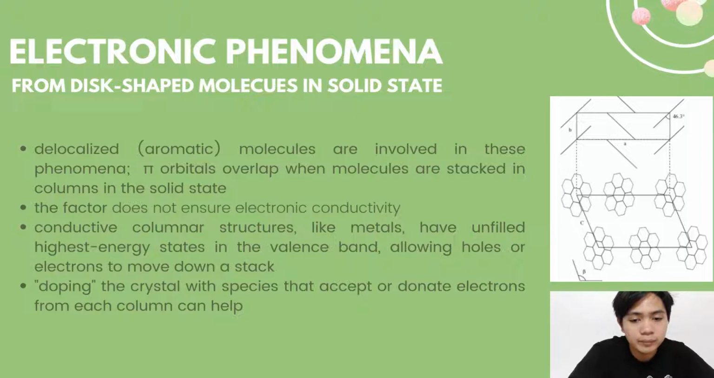Like metals, conductive columnar structures are characterized by the presence of unfilled highest energy states in the valence band, a feature that allows holes or electrons to move down a stack. This may be facilitated by doping the crystal with species that accept or donate electrons from or to each column. The illustration on the screen is the self-assembly of coronene molecules in the solid state, following vapor deposition. We can see the tilted stack arrangement that allows overlap of the pi orbitals on adjacent molecules.